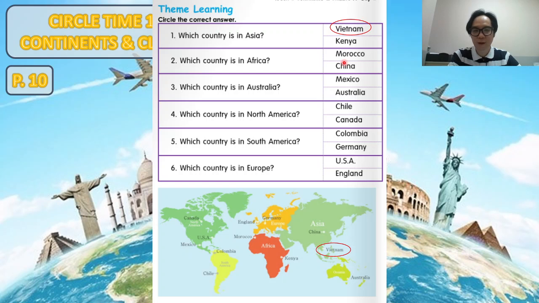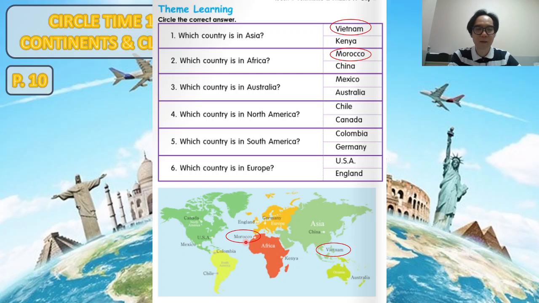But can you find it on our map? Let's take a look at our map. Are you looking? Where should we look? We should look in Africa. And in Africa, here is Kenya, and here is Morocco. So our answer for number 2, Morocco is in Africa.